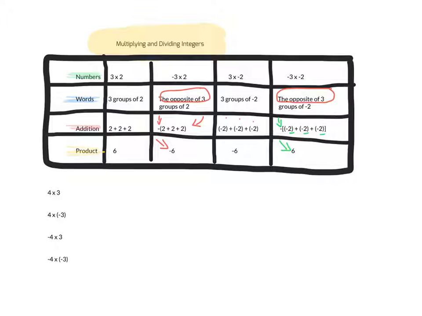So let's just take a look down here. We have 4 times 3. I want you to think of that as 4 groups of 3, which gives you 12. 4 times -3 is going to be 4 groups of -3, which is -12. -4 times 3 is the opposite of 4 groups of 3, which also will give you -12. And -4 times -3 would give you +12.